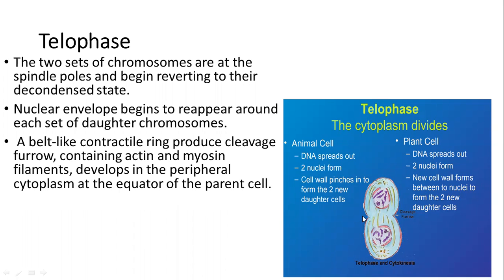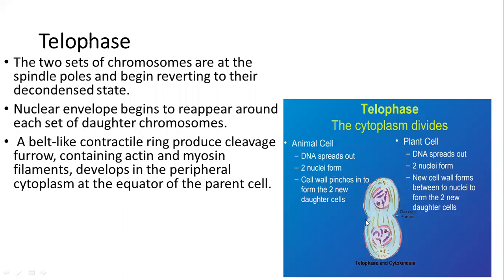So there will be a barrel-like contractile ring, which produces this cleavage furrow. It contains actin and myosin filaments, developing in the peripheral cytoplasm at the equator of the cell. So this is a cleavage furrow.